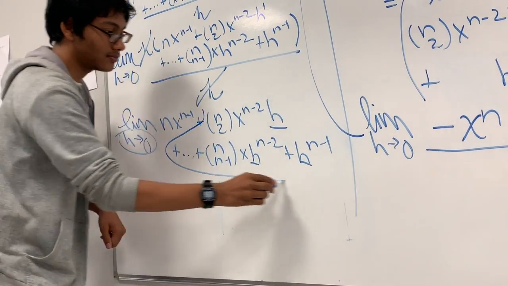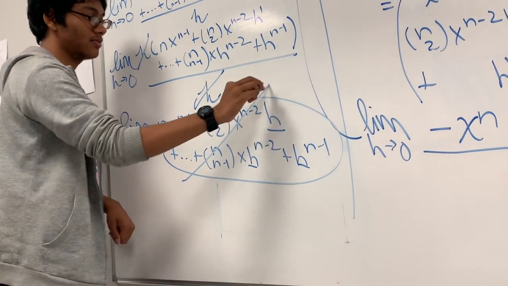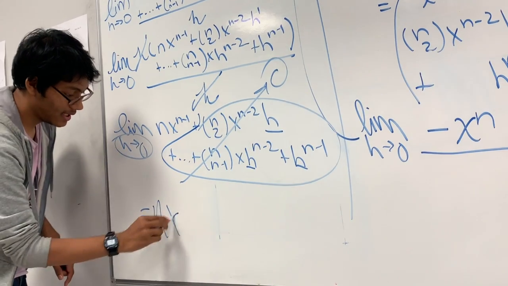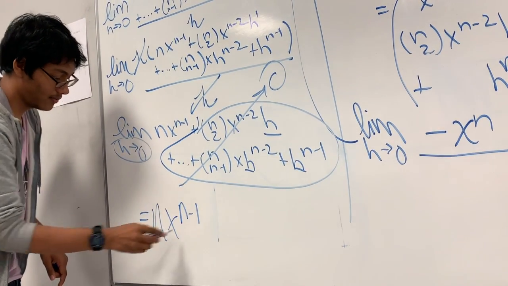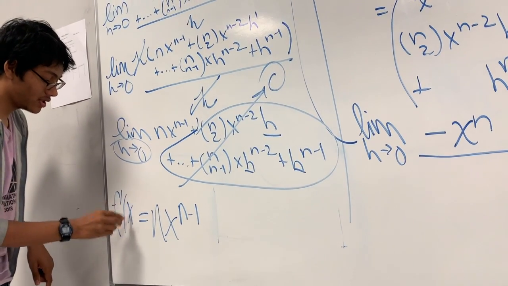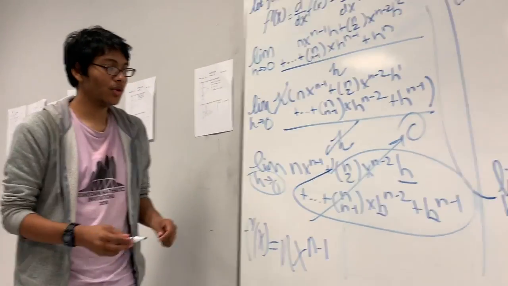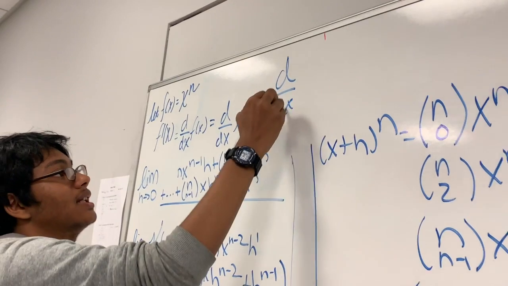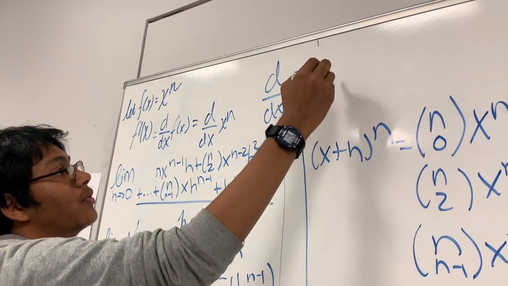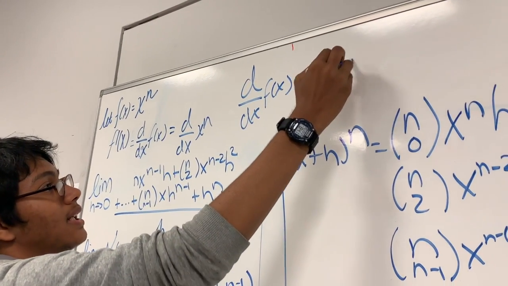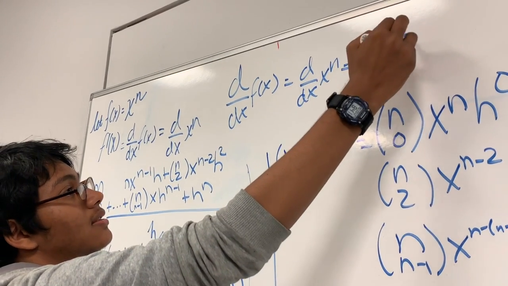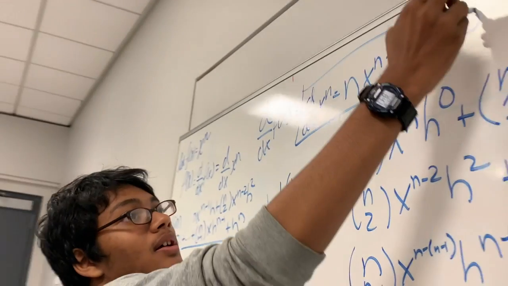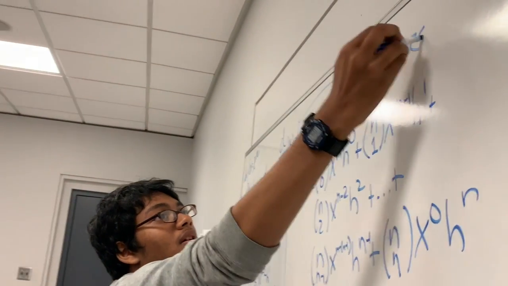All of this goes to 0. So that means our final answer is n x to the n minus 1, which is the derivative of our original function f of x. So we can thus conclude that d over dx of f of x, where f of x is x to the n, is n times x to the n minus 1. And that, folks, is what we call the power rule of derivatives.